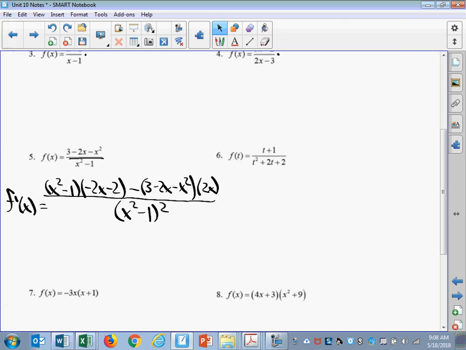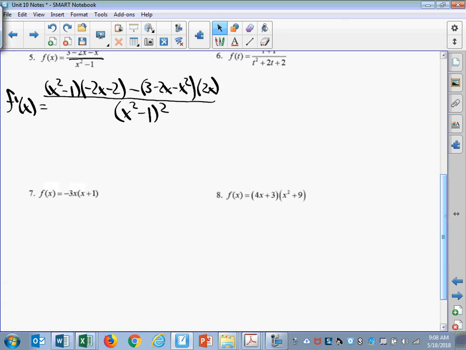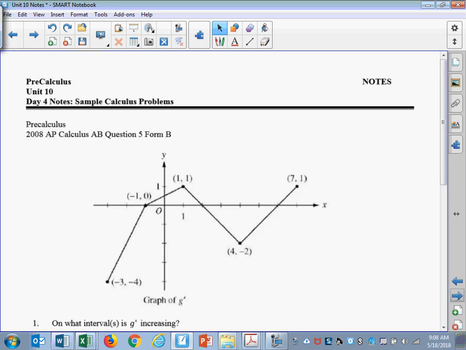Okay. Well, let's look on the next page. All right. So remember how I said that the derivative actually has to do with the tangent slope? So the derivative means tangent slope.